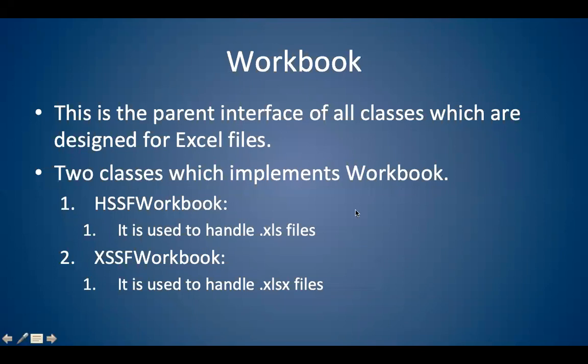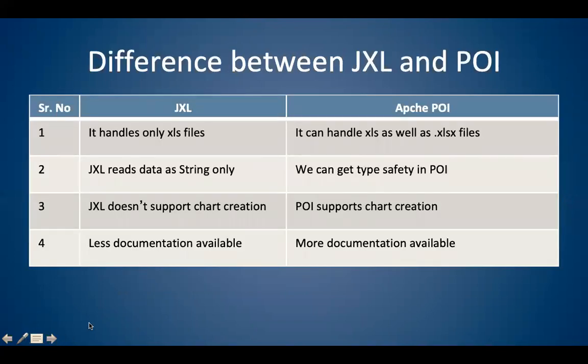So there are two classes which implement the Workbook interface. The first class is the HSSFWorkbook class, and the second is the XSSFWorkbook class, which also implements the Workbook interface. The first class, HSSFWorkbook, is used to handle .xls files, and XSSFWorkbook is used to handle .xlsx files. So this is the kind of introduction to Apache POI.